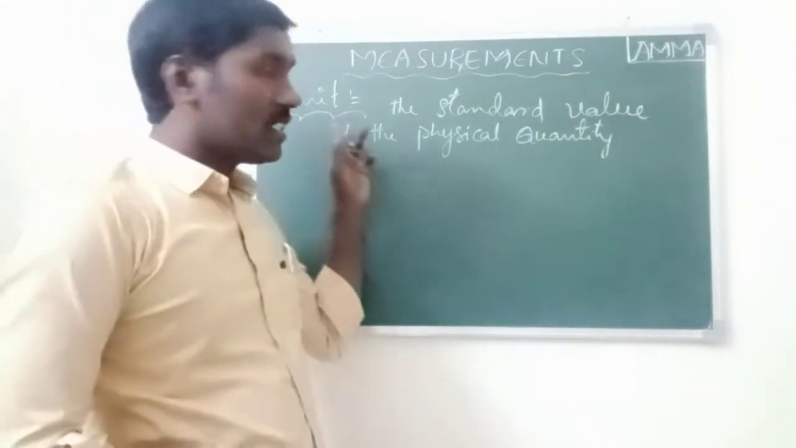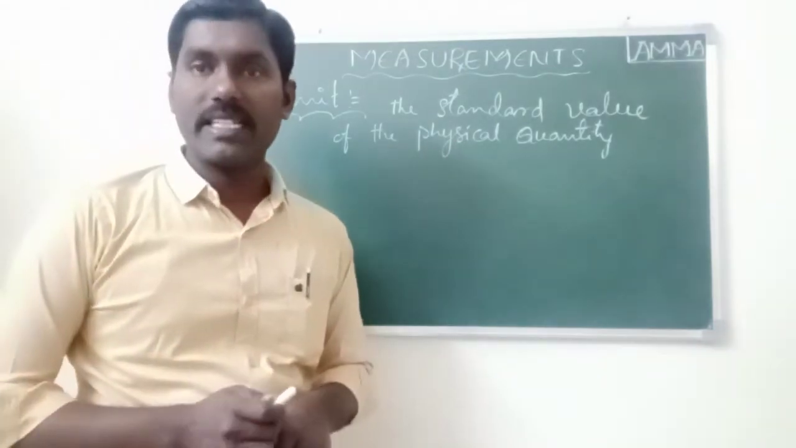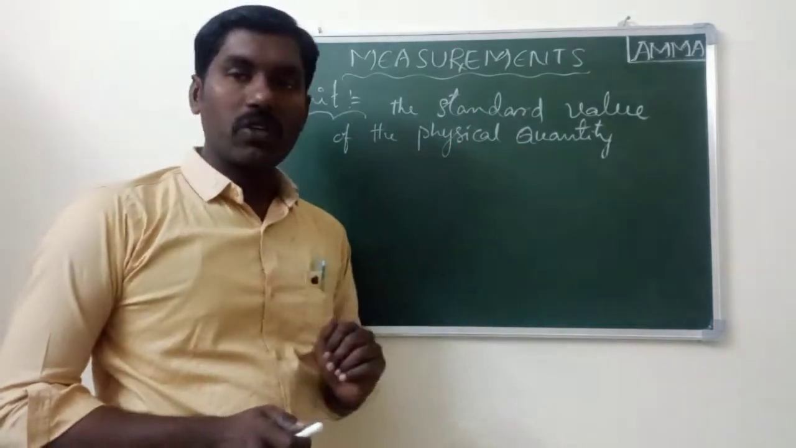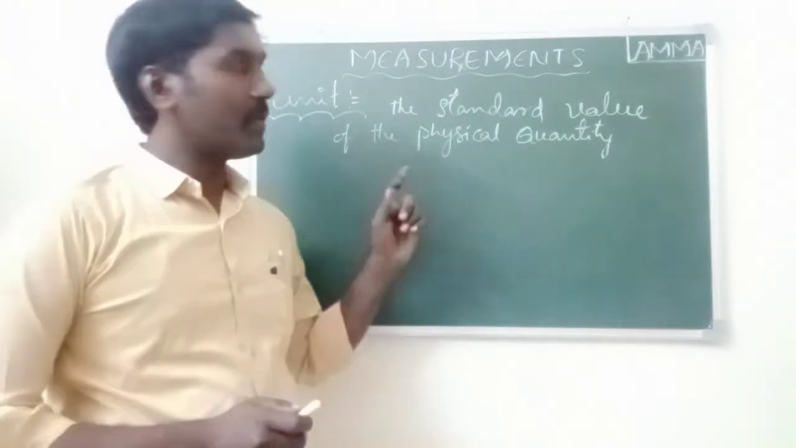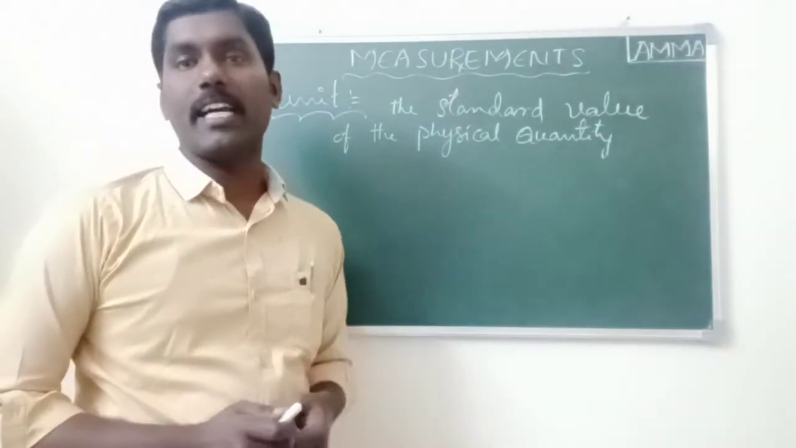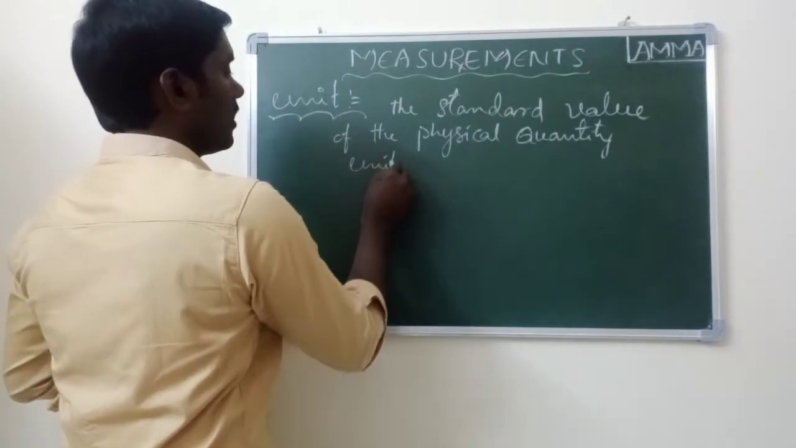Students, unit is not a name only. Unit is the value of the particular physical quantity. The standard value of the physical quantity is called unit, and depending upon the nature of the physical quantities, we broadly classify units into three types. Unit is three types only.